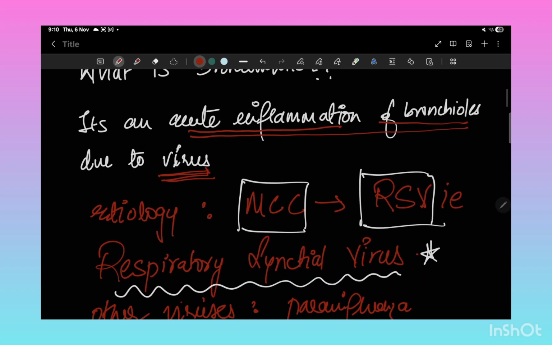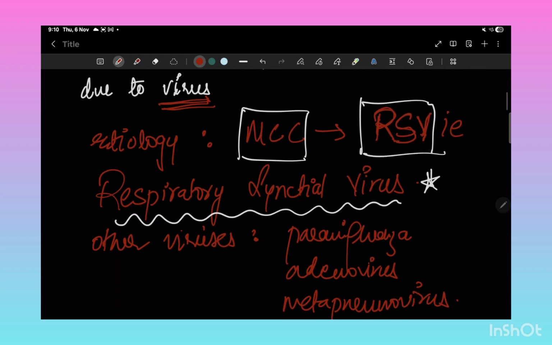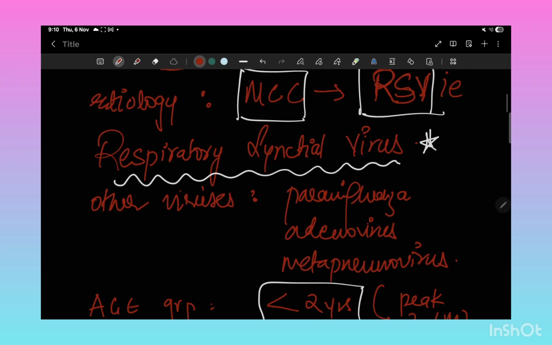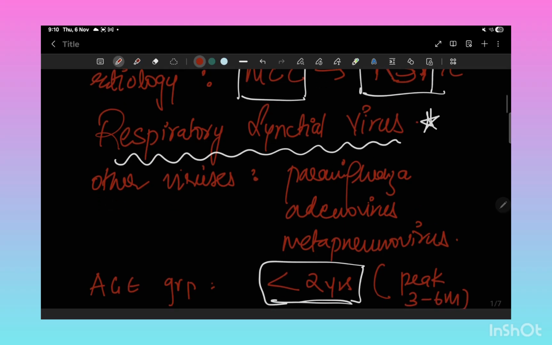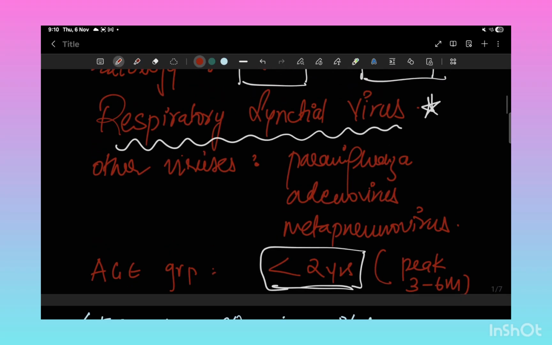There are many viruses which affect the bronchioles. The most common is respiratory syncytial virus, the most common pathogen affecting the respiratory system. There are many other viruses also, like parainfluenza virus, adenovirus, and metapneumovirus.